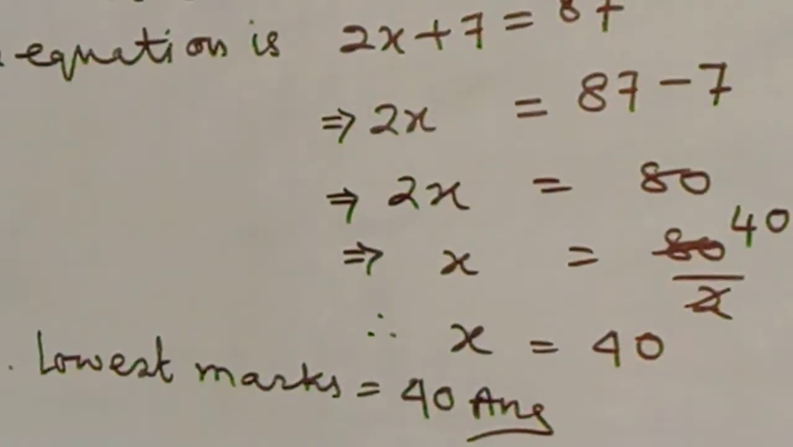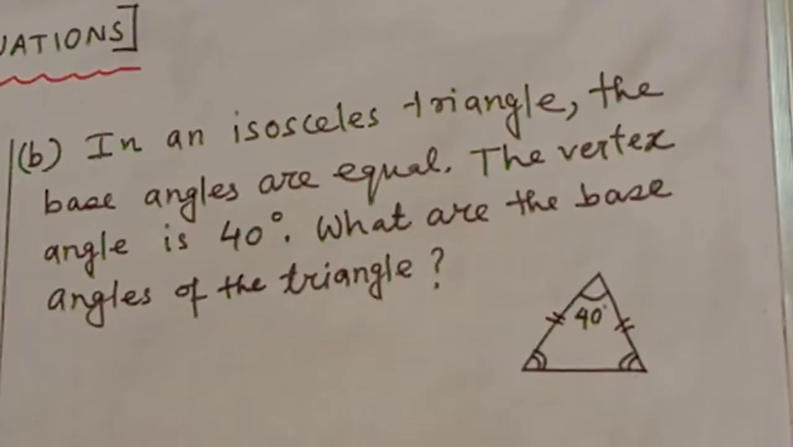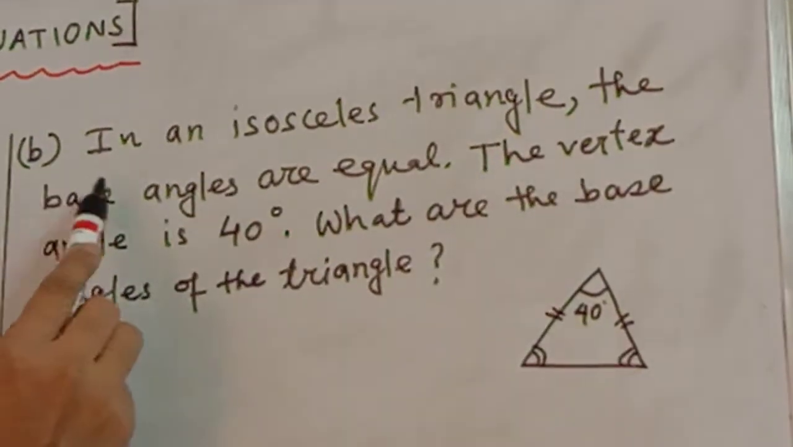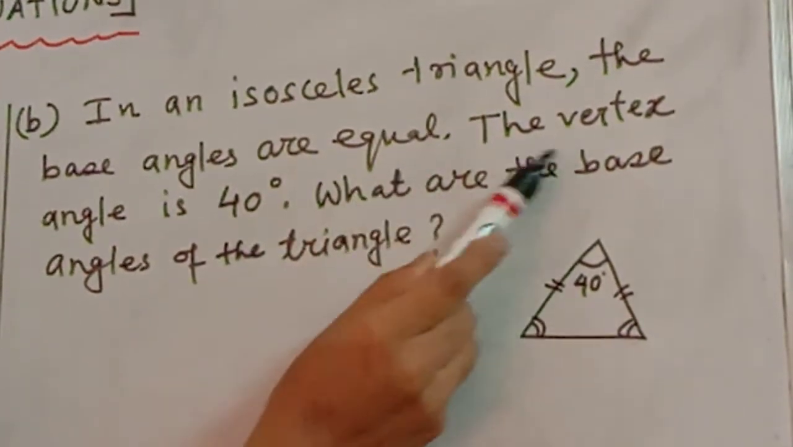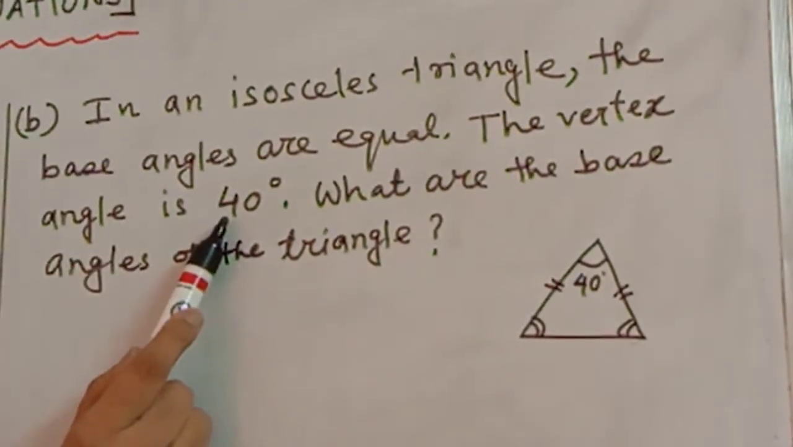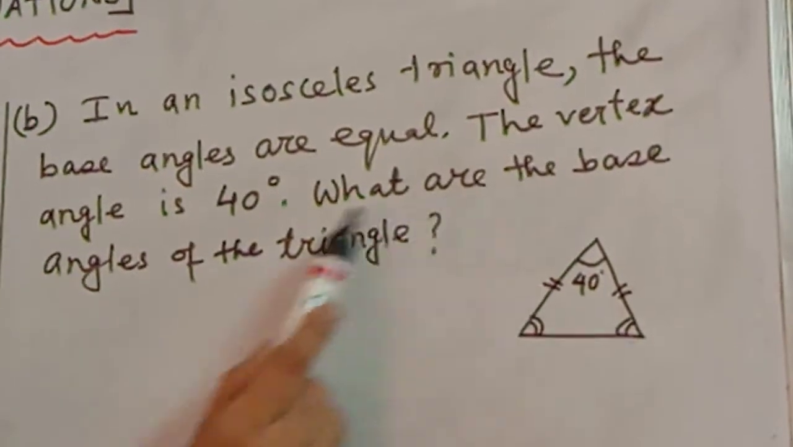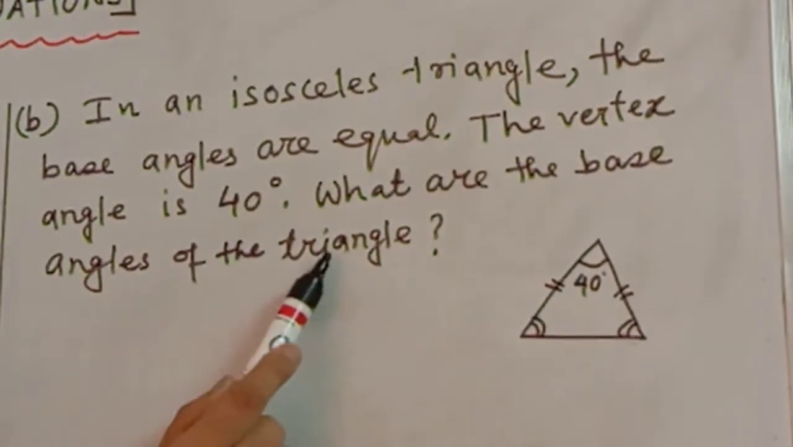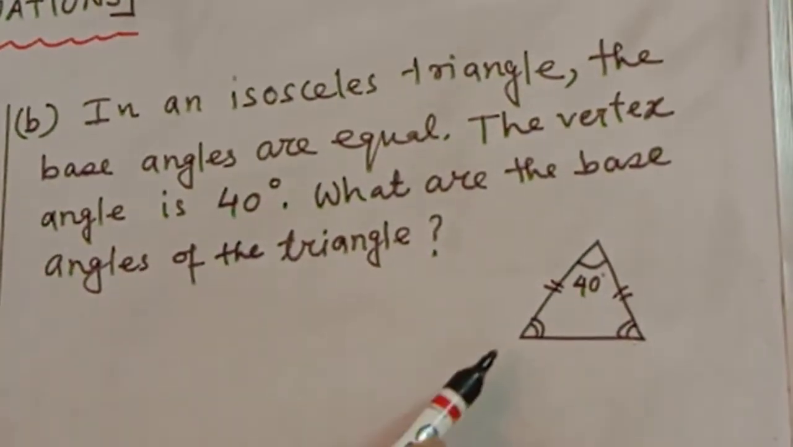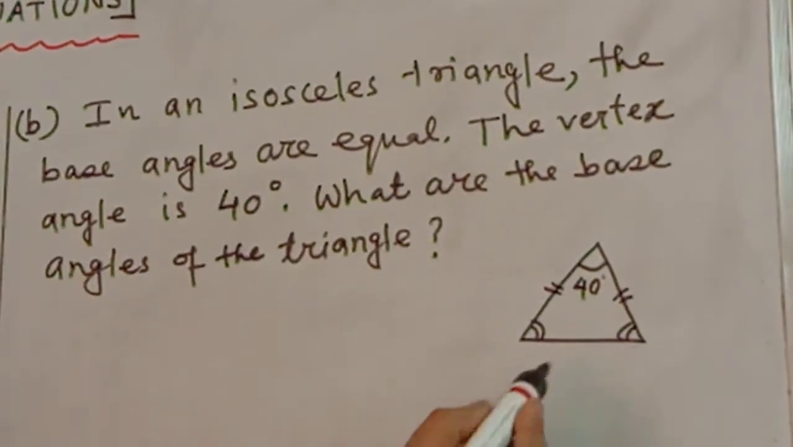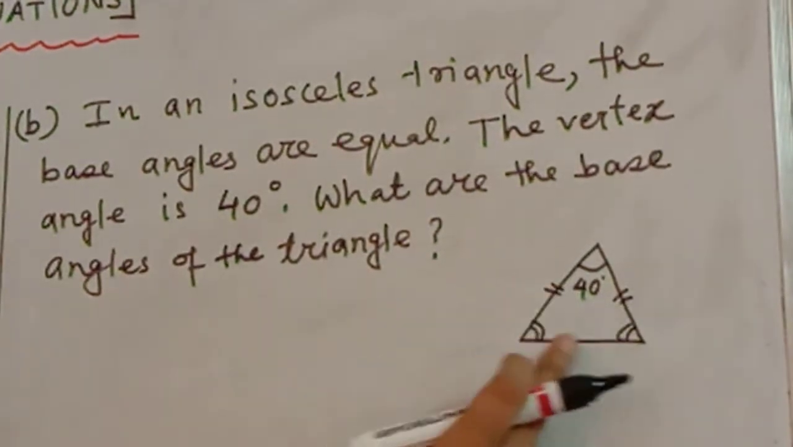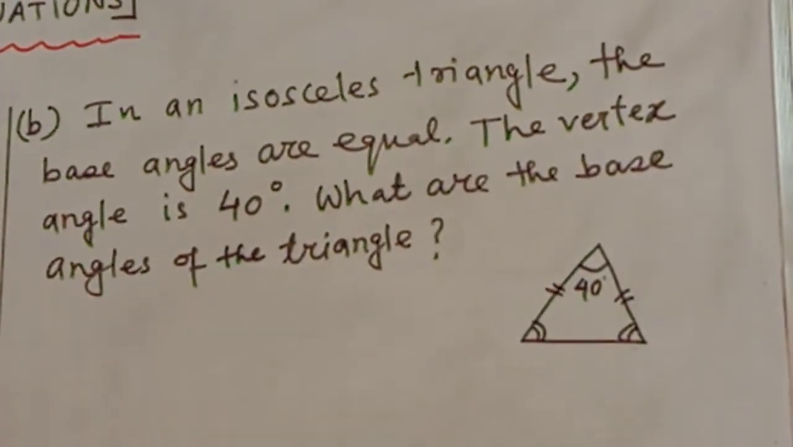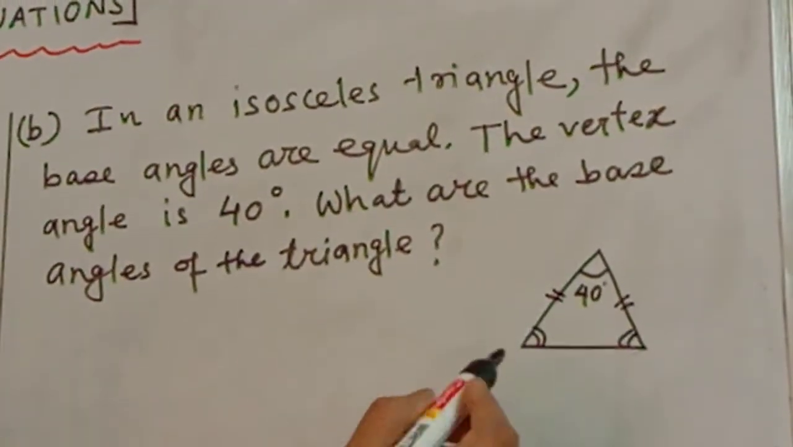Okay. Now come to the next question, question number B. In an isosceles triangle, the base angles are equal. The vertex angle is 40 degree. What are the base angles of the triangle? You have to find the measurement of the base angles where the vertex angle is given 40 degree, and you know that the sum of the three angles of a triangle is 180 degree. You have to use this concept also.